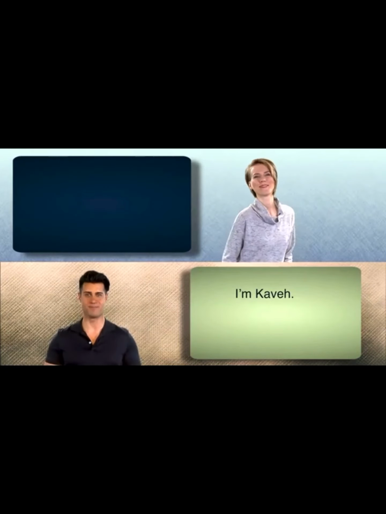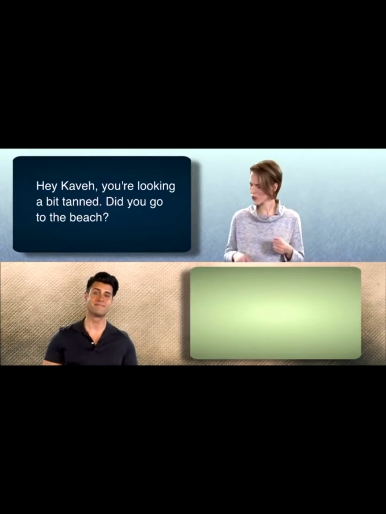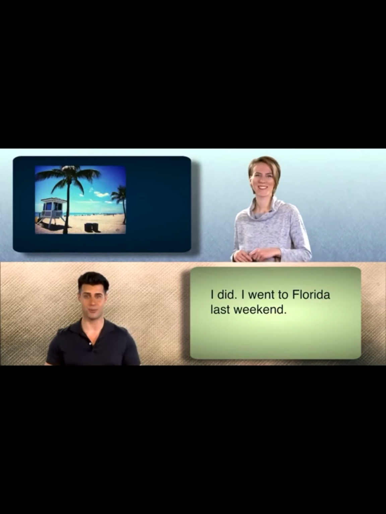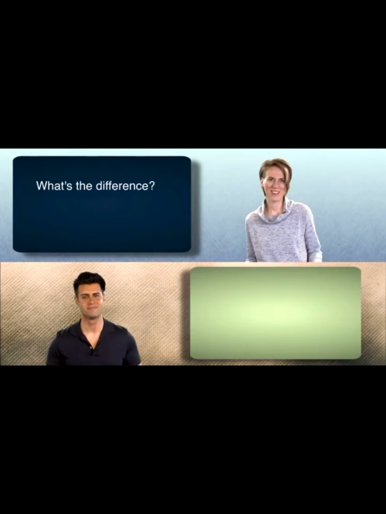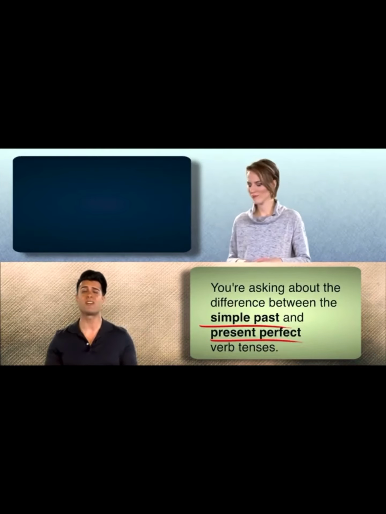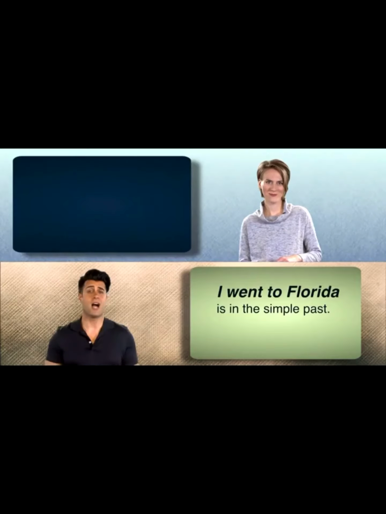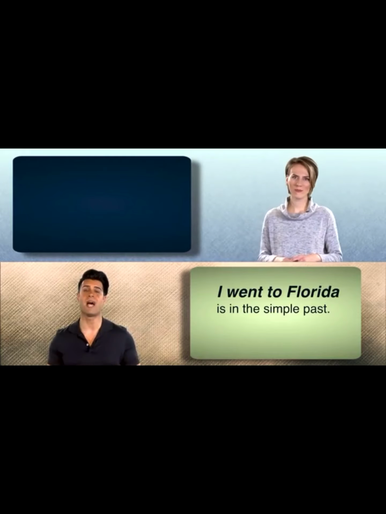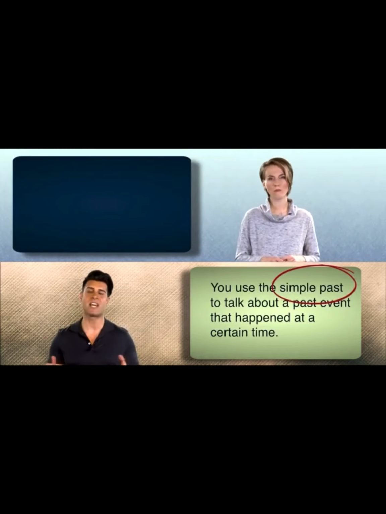This is Everyday Grammar. I'm Kaveh. And I'm Lucia. Hey, Kaveh, you're looking a bit tan. Did you go to the beach? I did. I went to Florida last weekend. Have you ever gone to Florida? Sure I have. I've gone there two years ago. Wait, you mean you went there two years ago? What's the difference? Good question. You're asking about the difference between the simple past and present perfect verb tenses. "I went to Florida" is in the simple past. You use the simple past to talk about a past event that happened at a certain time.